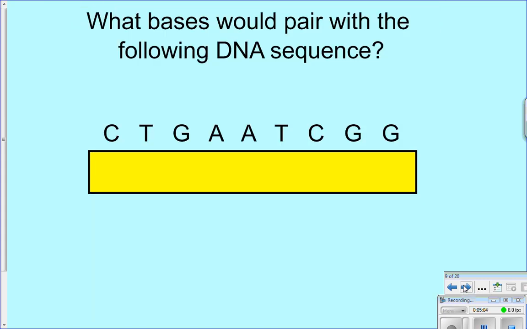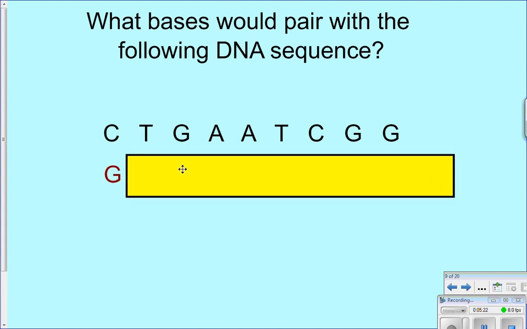So here's a little test for you. On your note sheet, what bases would pair with the following DNA sequences? So underneath C, what base should go here? What's going to pair with C? What base is going to pair with T? For example, G is going to go with C. A is going to go with T. Pause the video and start it when you're done filling them in.